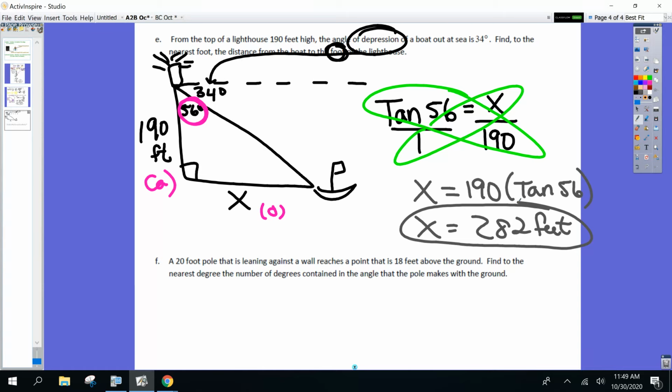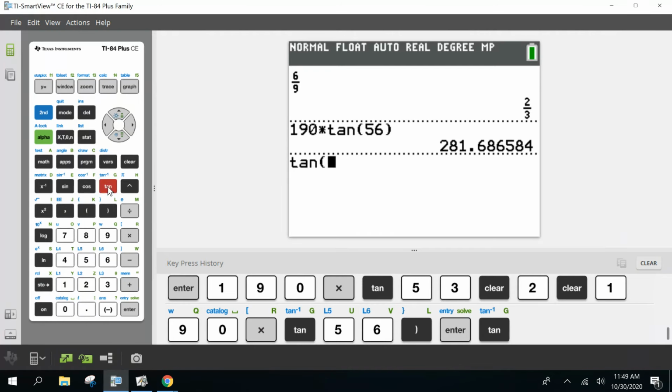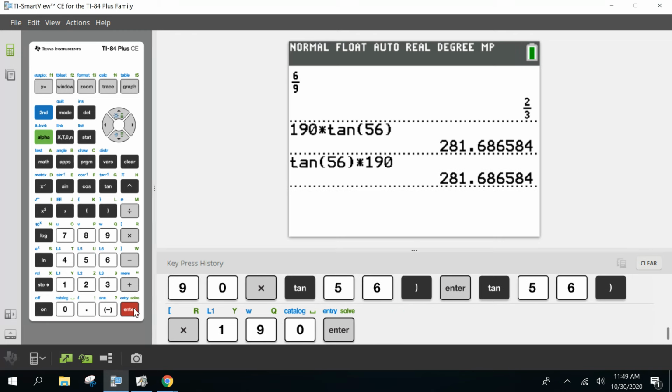Anybody not get 282? If you did tangent of 56 first, make sure you close the parenthesis before you multiply it by 190 if you didn't get that answer. All right, you guys know where you're going now. You got the assignment at the bottom of that page. We're not doing the last one. See how many of these you can get done until you get 100. If you cannot get one of the questions, just ask me. I'll work you through it.